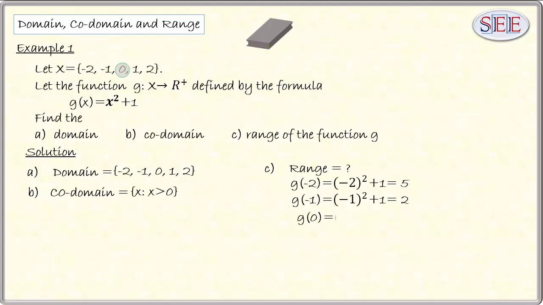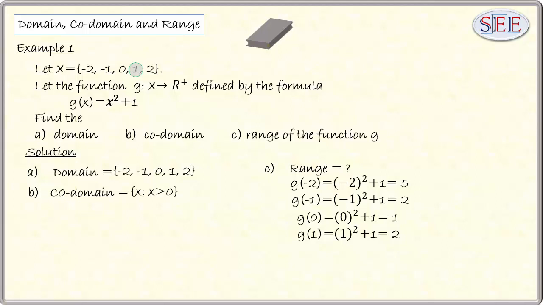I'll continue to get the image of 0. 0 is the next element in my domain. So g of 0 will be equal to 0 squared plus 1, and 0 squared plus 1 simply gives the answer 1. Next, I will get the image of 1. 1 is the next element in my domain.